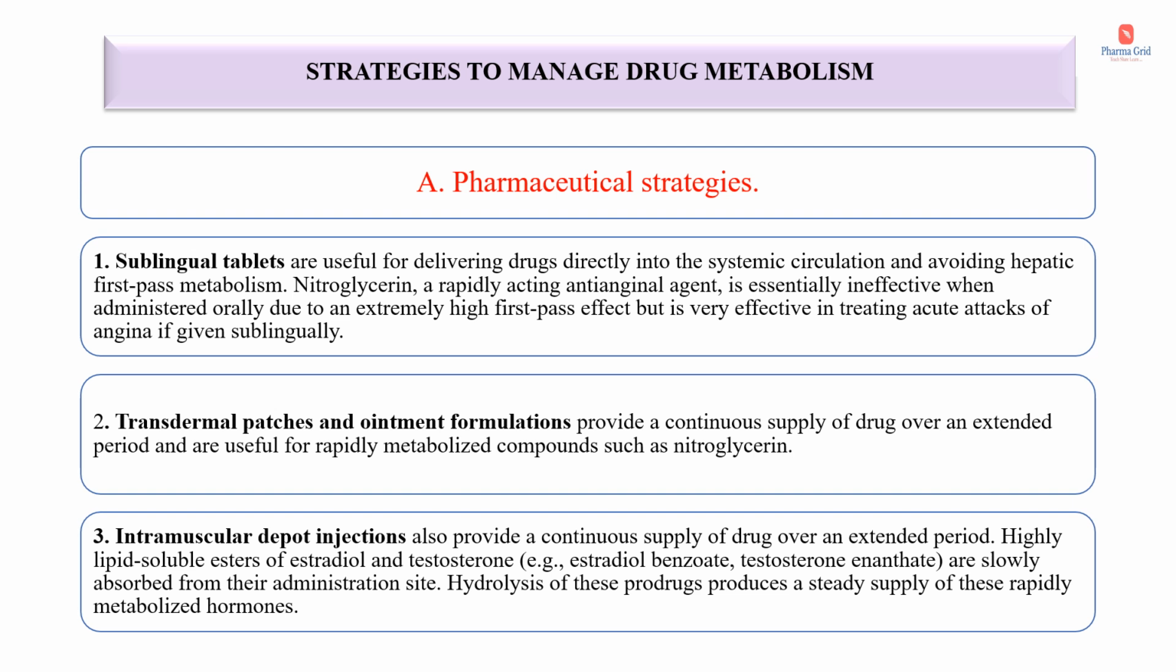Next strategy is transdermal patches and ointment formulations. These formulations provide a continuous supply of drug over an extended period and are useful for rapidly metabolized compounds such as nitroglycerin. Next point is intramuscular depot injections. These IM depot injections also provide a continuous supply of drug over an extended period. Highly lipid soluble esters of estradiol and testosterone, for example estradiol benzoate and testosterone enanthate, are slowly absorbed from their administration site. Hydrolysis of these prodrugs produces a steady supply of these rapidly metabolized hormones.